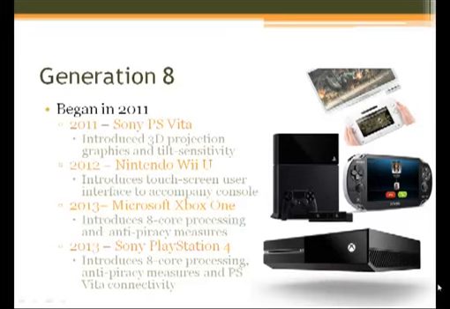Microsoft Xbox One is expected to be released in 2013, and it will be introducing an 8-core processor as well as anti-piracy measures to prevent game copying, and it also will use game registration. 2013 will also see the release of the Sony PlayStation 4. The Sony PlayStation 4 also introduces 8-core processing, and it also introduces anti-piracy measures. However, it also will introduce PS Vita connectivity.